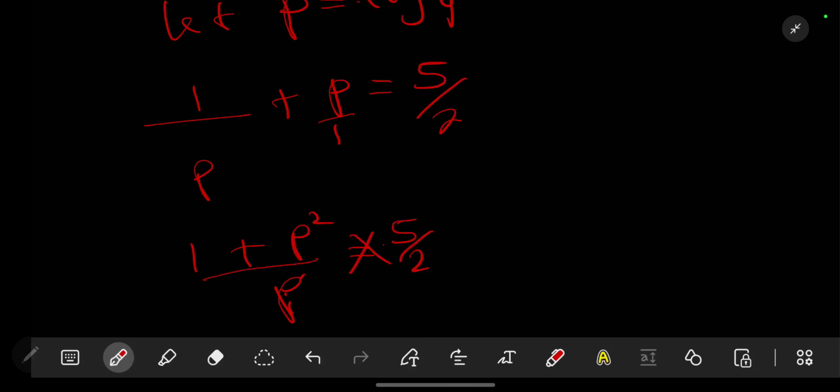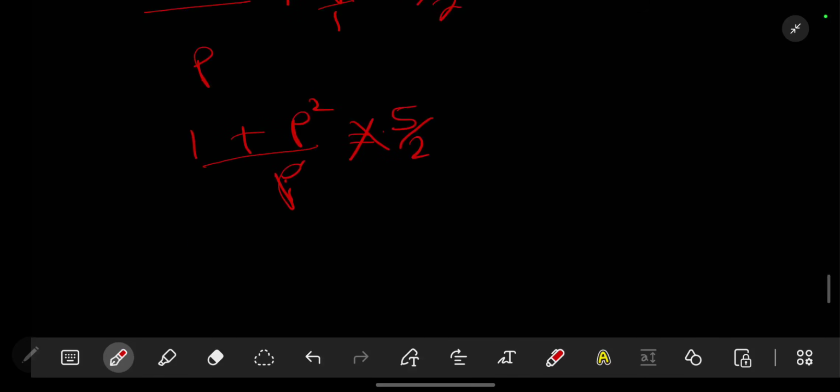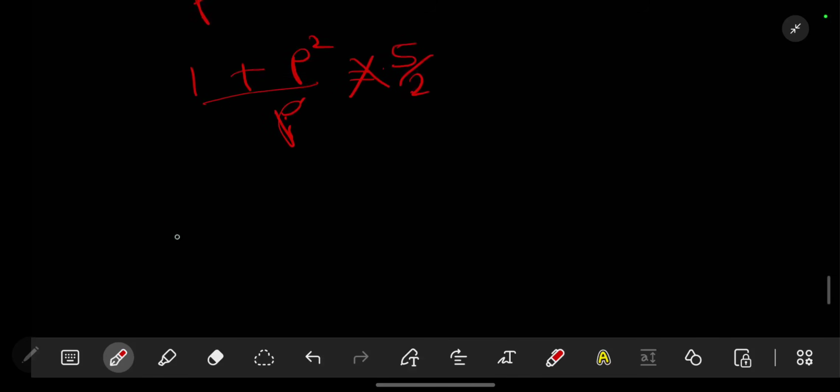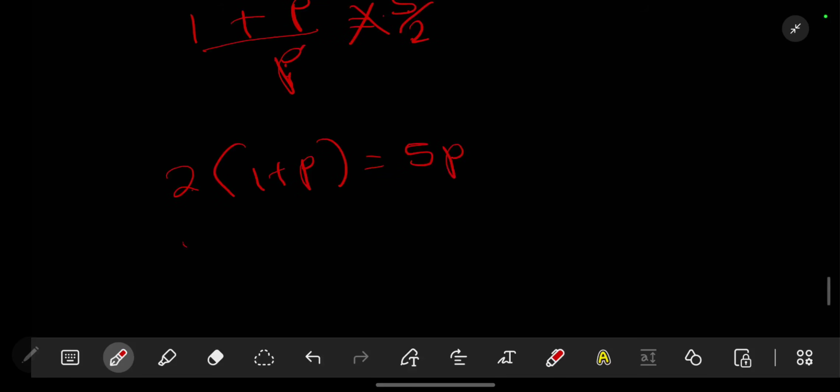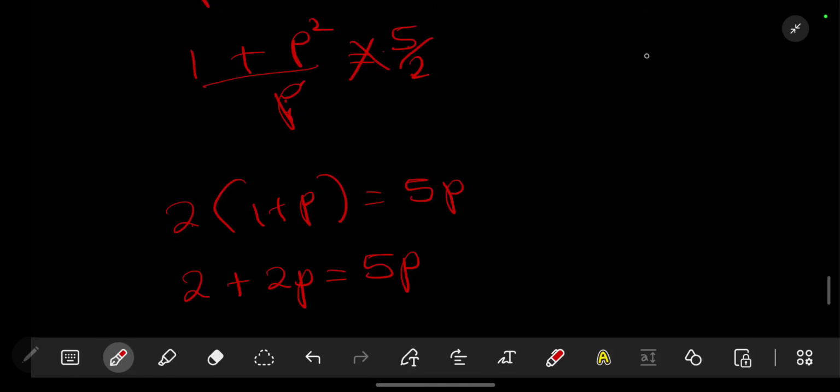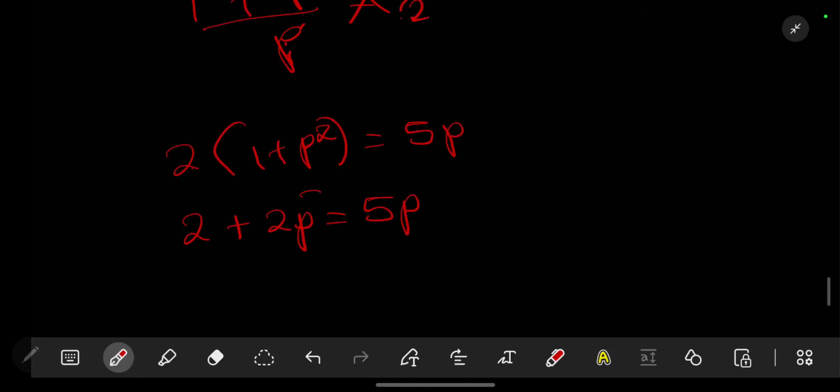So from here we cross multiply. This 2 multiplies everything on top, so we have 2 open brackets 1 plus p should be equal to 2 times p times 5, it will be 5p. So this gives us 2 times 1 is 2 plus 2 times p is 2p should be equal to 5p. Remember, there is a small mistake. We have p squared there, so this 2 multiplies everything there. So this is what we are going to have.